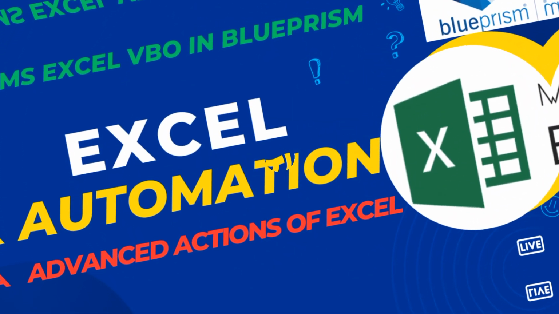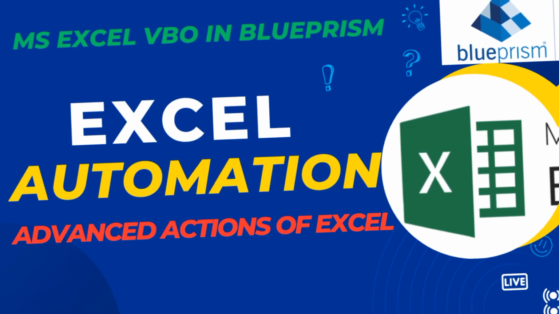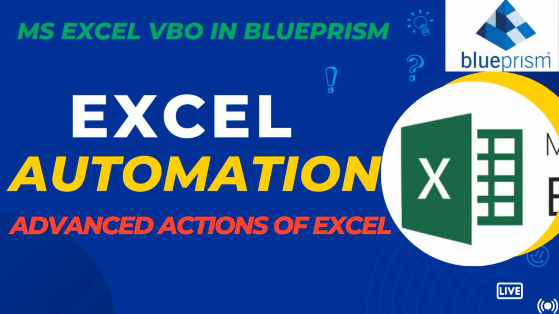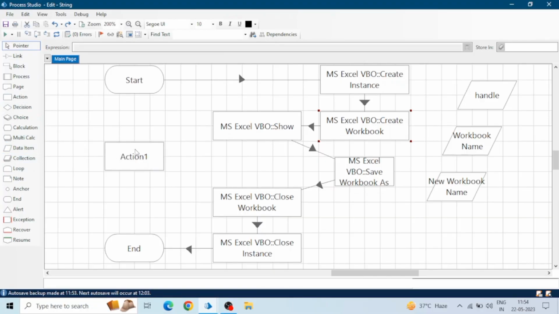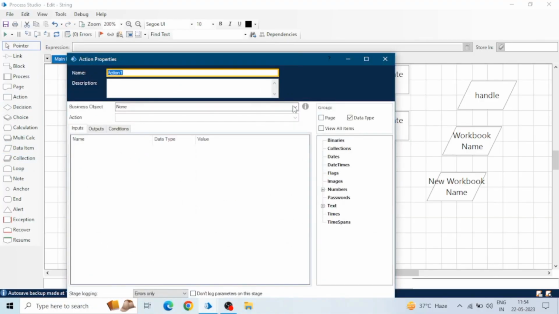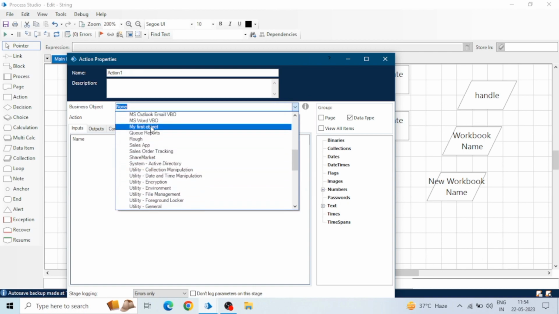In the previous KT session, we saw the basic actions of MS Excel VBO, and in today's session, we are going to use the advanced actions of MS Excel VBO. Now let's see how we can write the data in a newly created Excel file or an existing file.